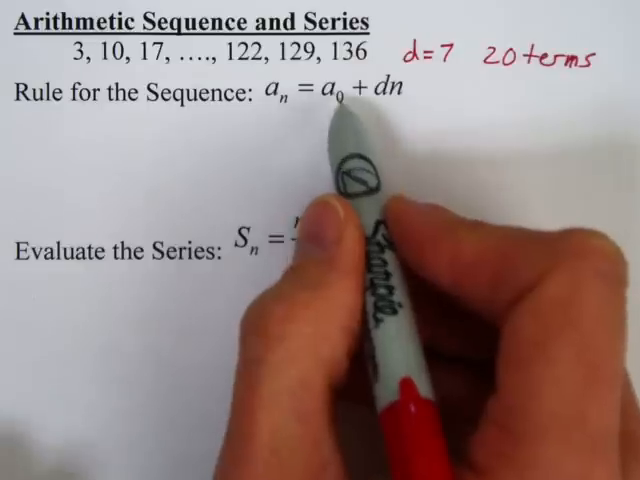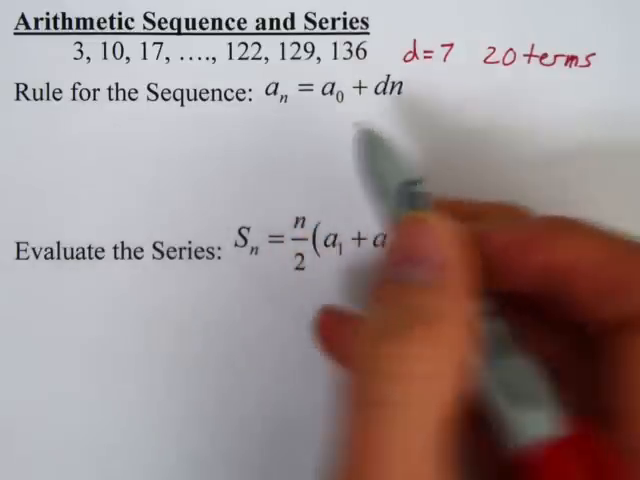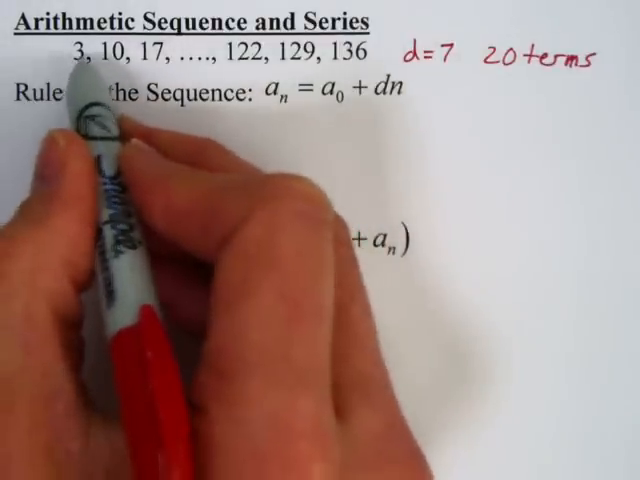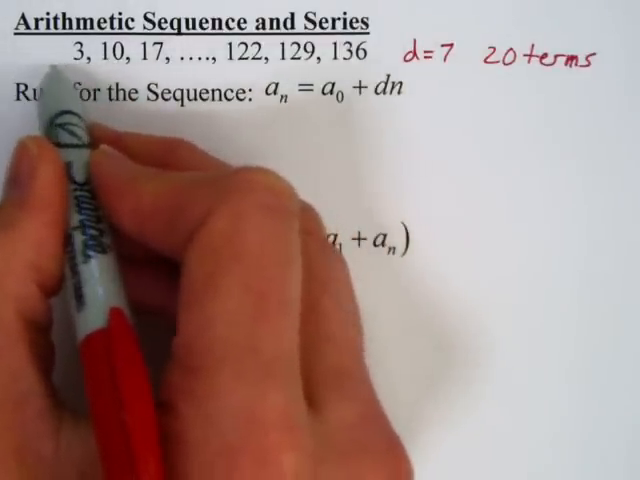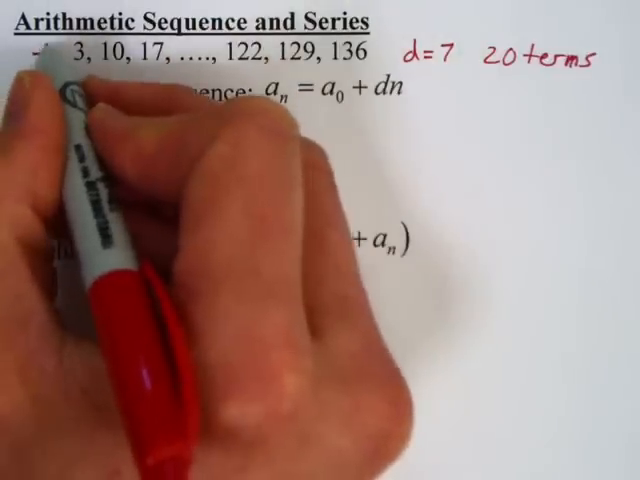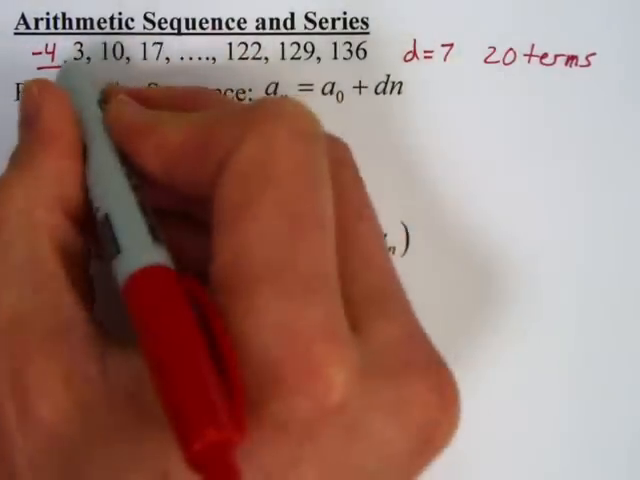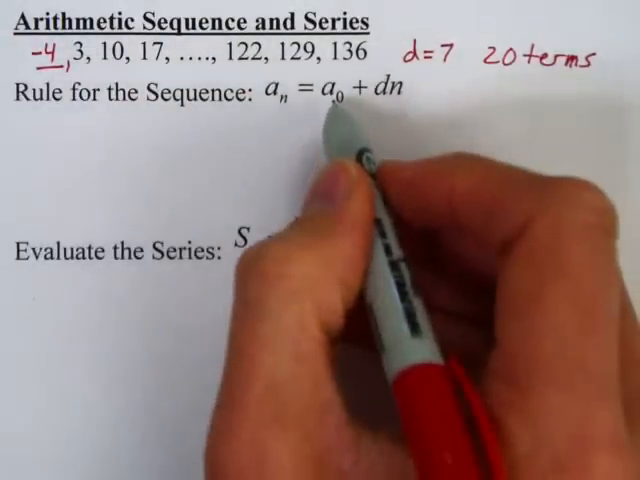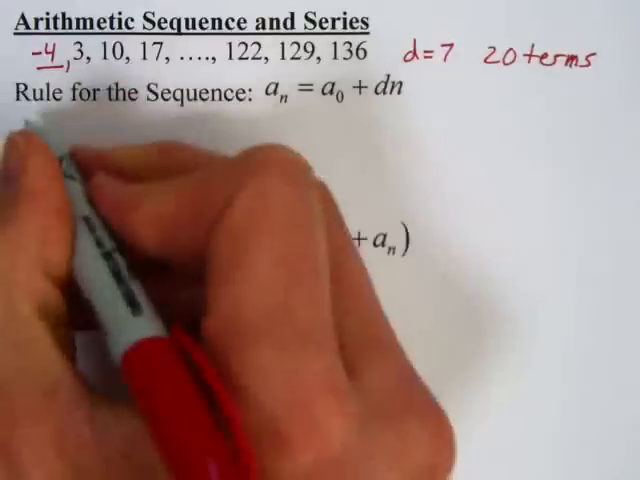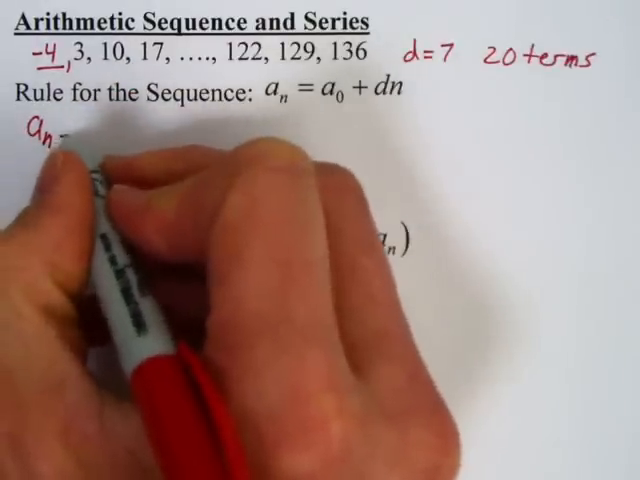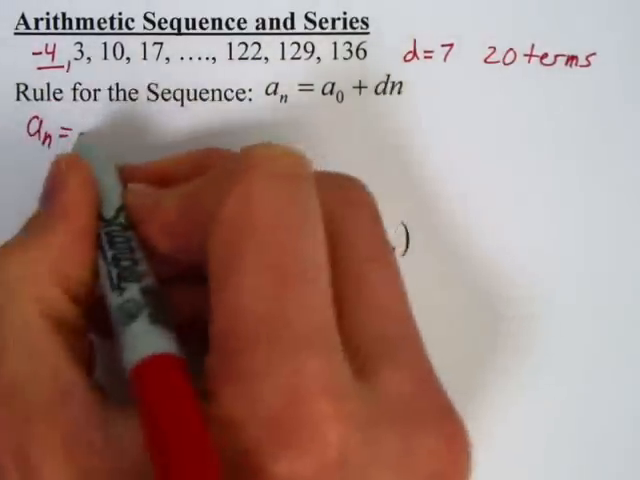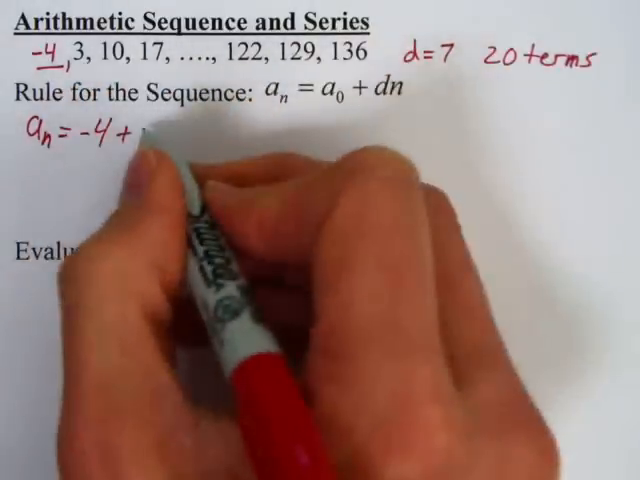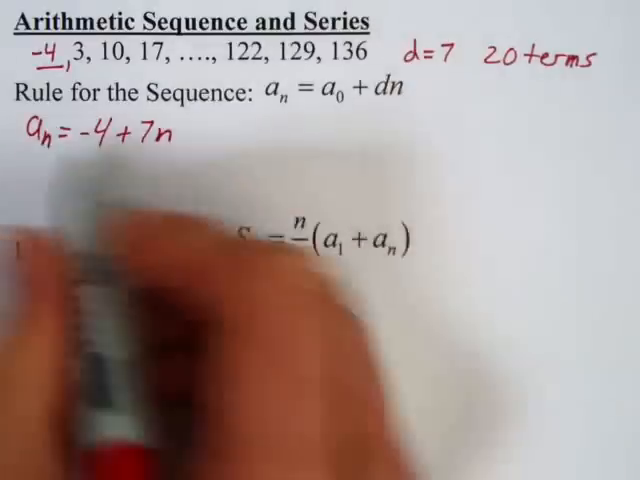So if this is your first term, your A1, what term would be before this? Well, if you added 7 this way, don't you subtract 7 to get this way? So wouldn't this over here be a -4? So you added 7, so you subtract 7. So A0 is now -4. So if I want my rule, A0 is -4 plus D, which is 7 because you added 7 each time. That's your rule. I just think that's a lot quicker and easier than most textbooks.